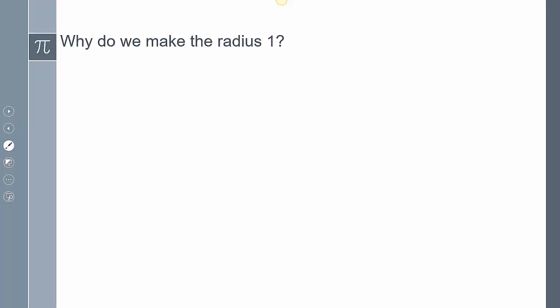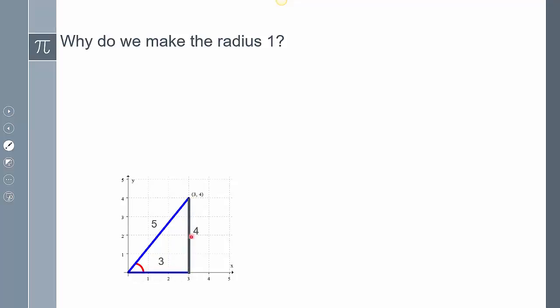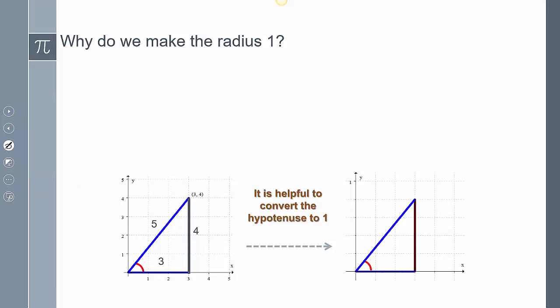So first, to be able to make that assumption, we have to examine why we are making the radius 1. So if I have this triangle here, yesterday we talked about if I have a point 3, 4, that means my x distance here is going to be 3, and then my y distance here is going to be 4, and then I could use the Pythagorean theorem to find my hypotenuse 5. Well, if I want to make the radius 1, that means I'm going to have to divide everything by 5. So 5 divided by 5 gives me 1, 3 divided by 5 is 3/5, and 4 divided by 5 is 4/5.